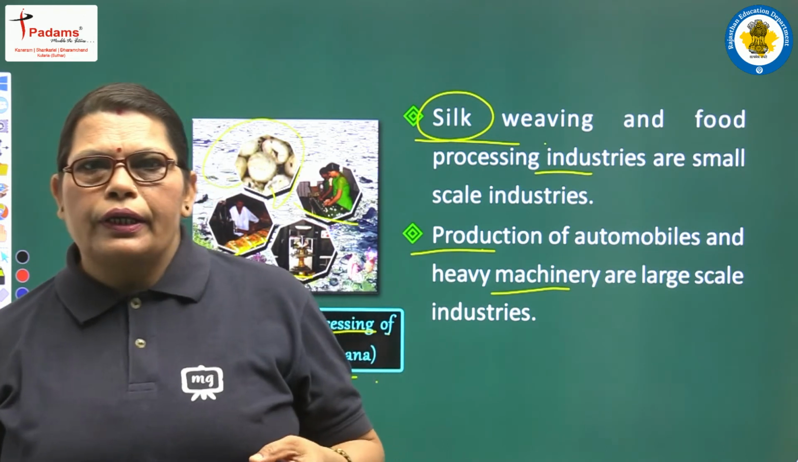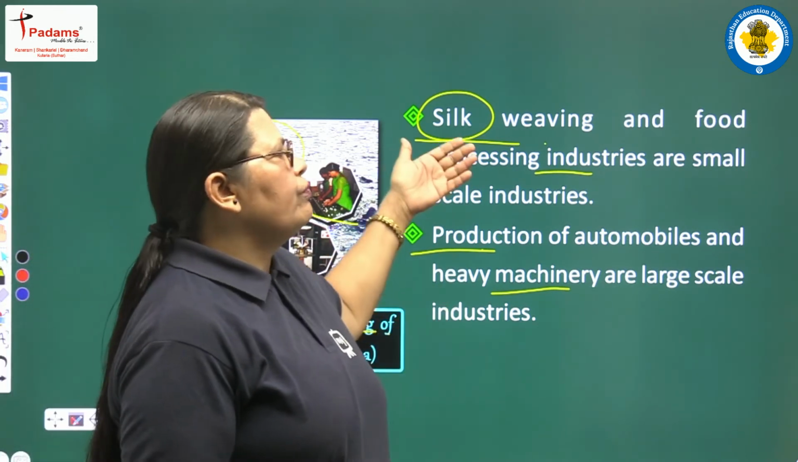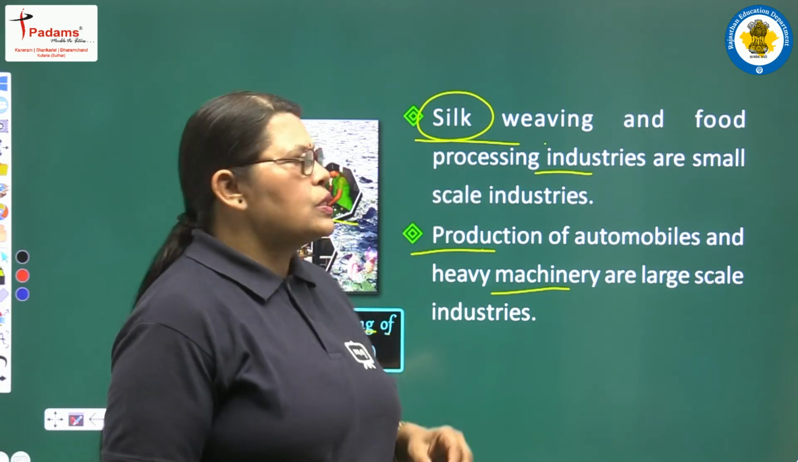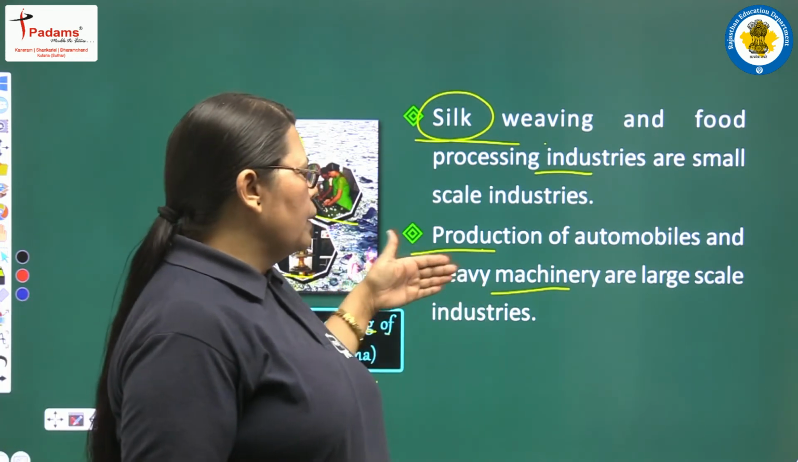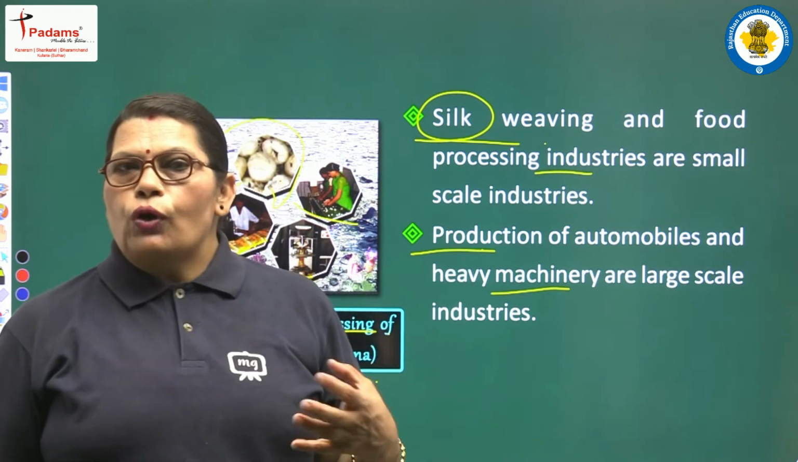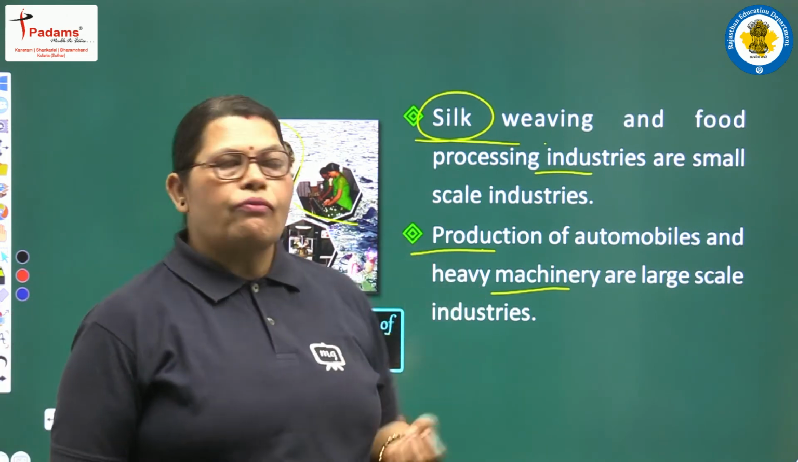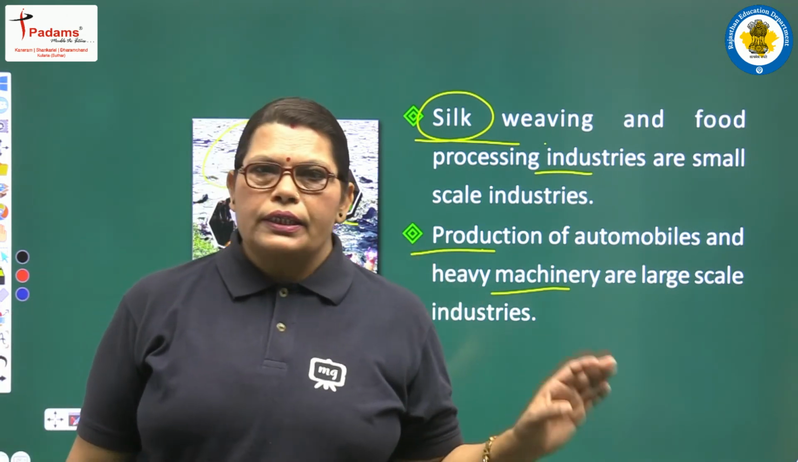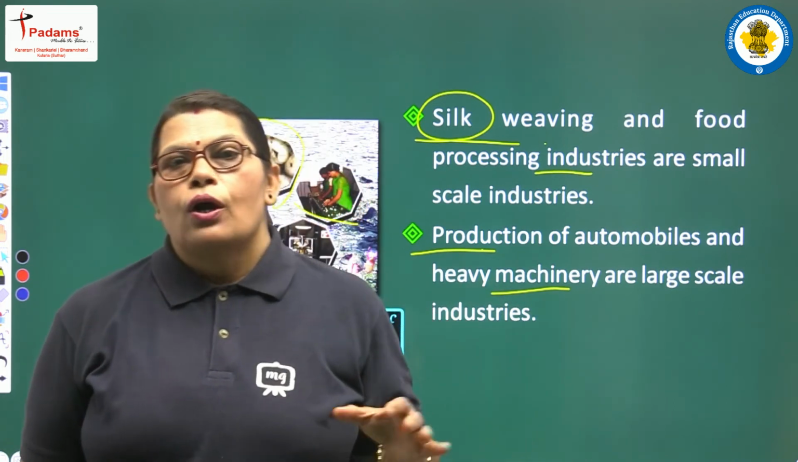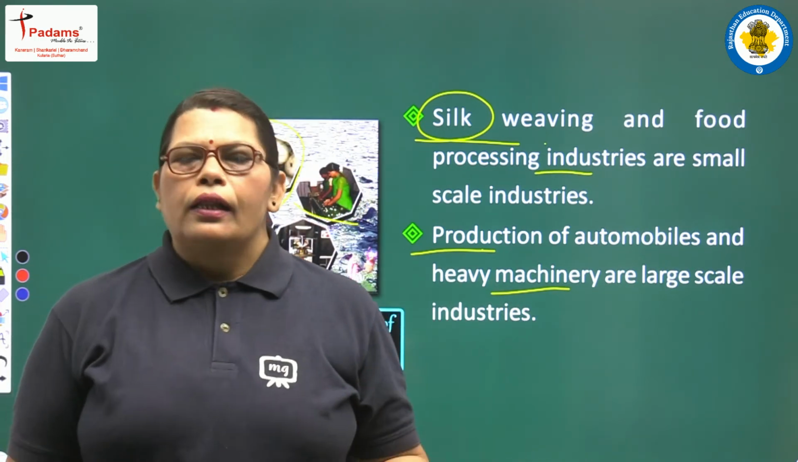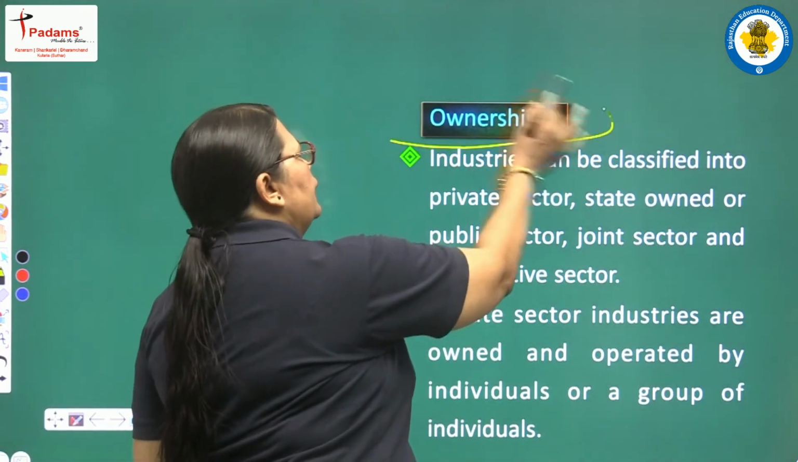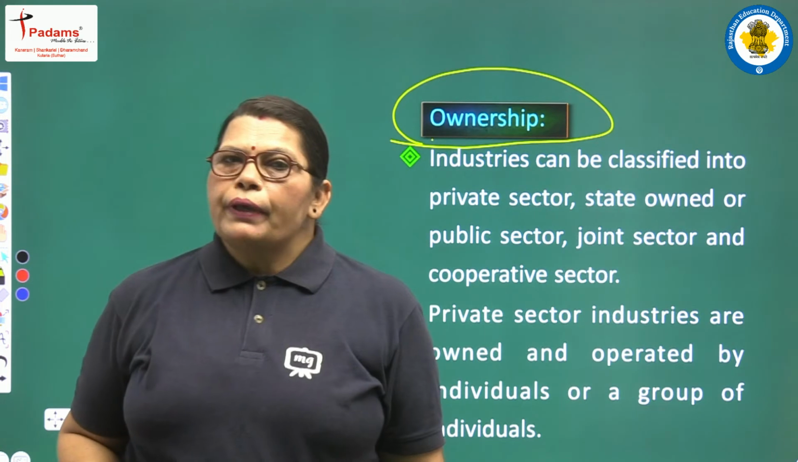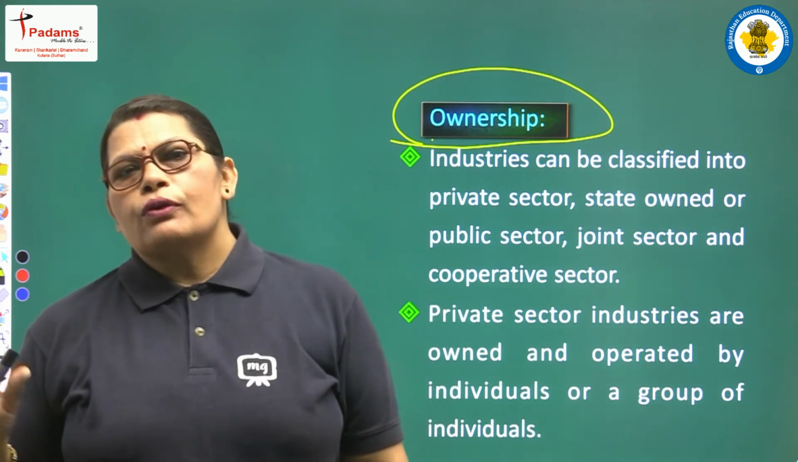So the next point for differentiation: food processing industries are in the small scale industries. And when we are talking about the production of automobiles and heavy machineries, all these are included in the large scale industries. That was the comparison based on the purpose of size.